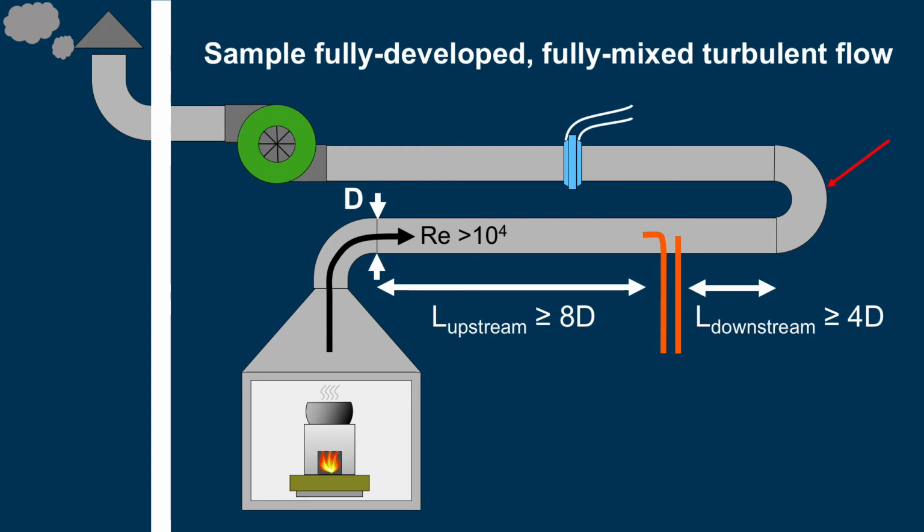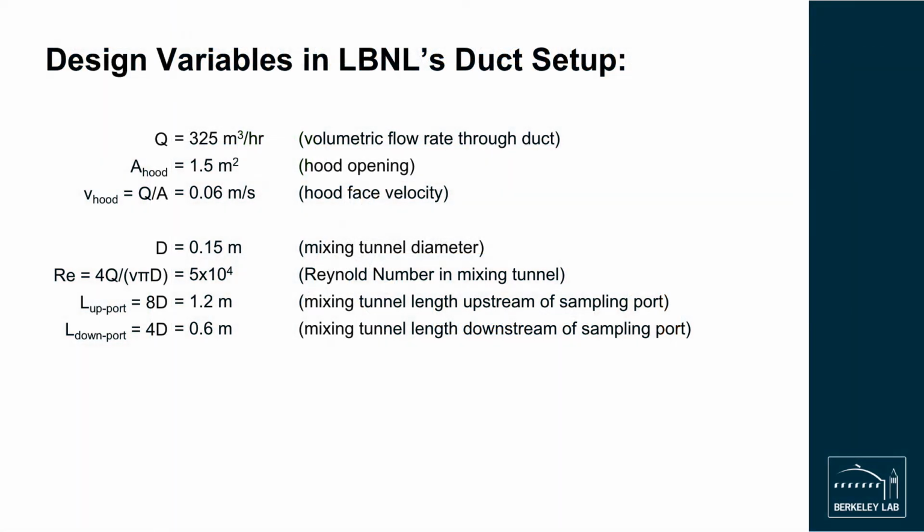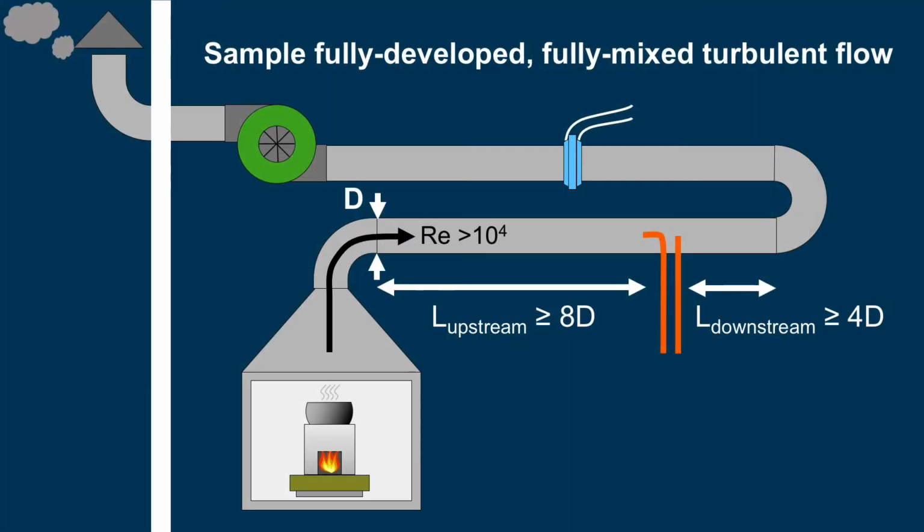Given a duct diameter of 0.15 meters, the recommended length of this straight duct section downstream of the elbow must be at least 1.2 meters. Similarly, if an elbow or other restriction is placed downstream of the sampling probes, we recommend installing a straight section of ducting with a length of at least 4 times the duct diameter in between the probe and the restriction. This straight section will help prevent the restriction from creating any disturbances in the sample flow profile.